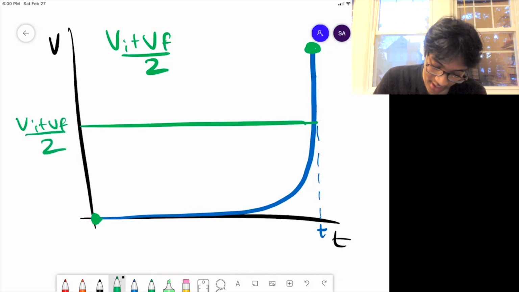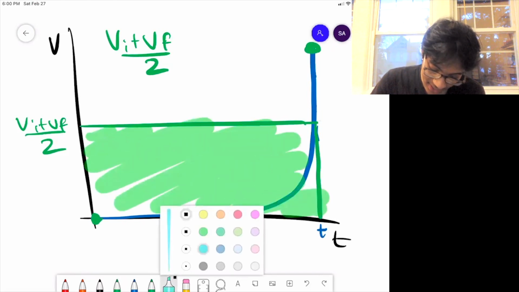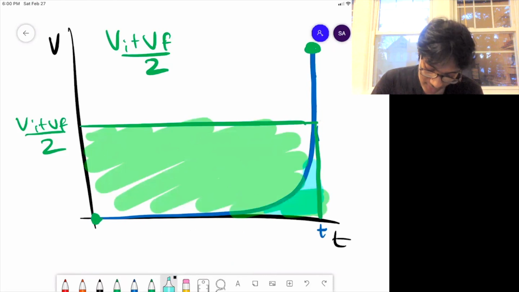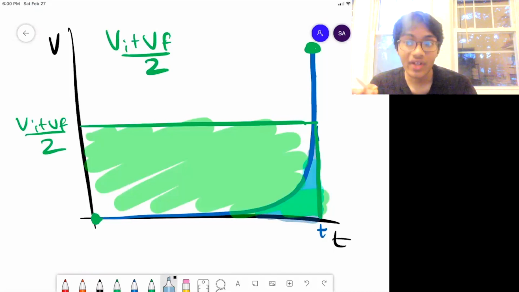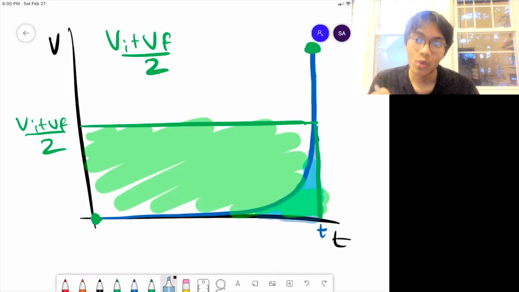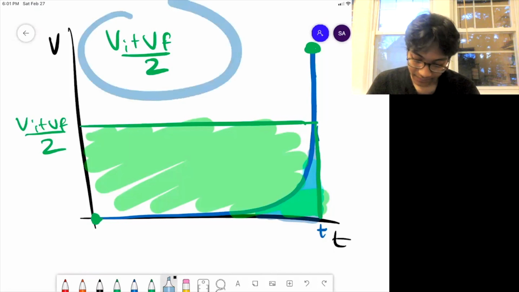But check it out. The distance traveled under this velocity is much greater than the distance I've actually traveled. Check it out. The distances, the areas under the curve, are nowhere near the same. And so this is a case where the average velocity is not working, where it fails to show that the average velocity is the average of the initial and final.